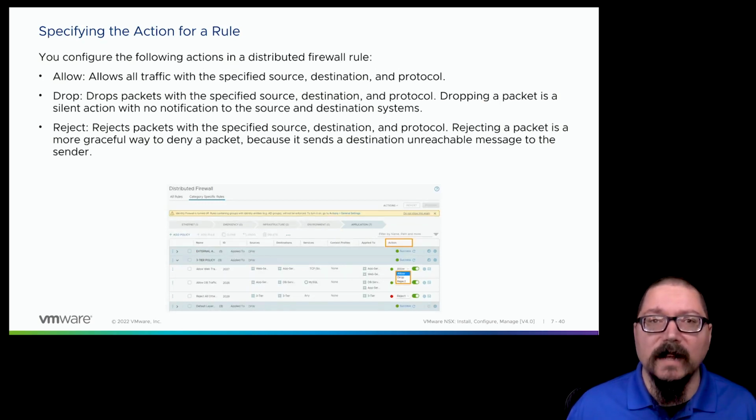And then we have our action, right? Allow, drop, and reject. What are we doing here? Allow simply forwards the packet. Drop silently drops the packet. Reject will send an ICMP unreachable or a TCP reset, something like that, and actively notify the source that the connection has been denied.